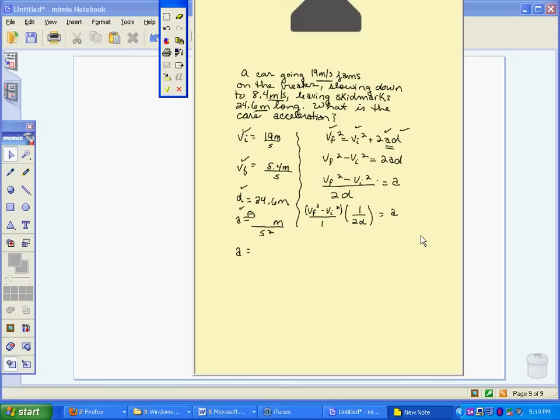Acceleration equals, well, actually it's VF squared, so let me redo this here. 8.4 meters per second, I'm going to have to square this, minus 19 meters per second. Square that one. I'm going to multiply that answer by 1 over 2 times the distance, 24.6 meters.